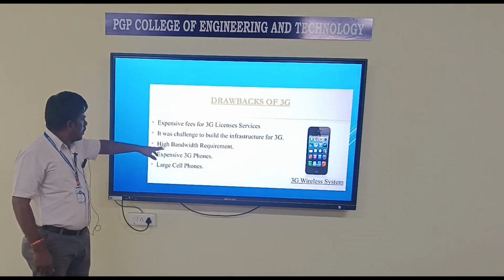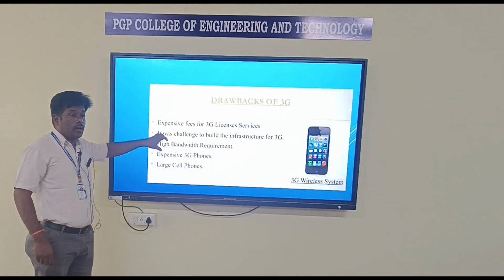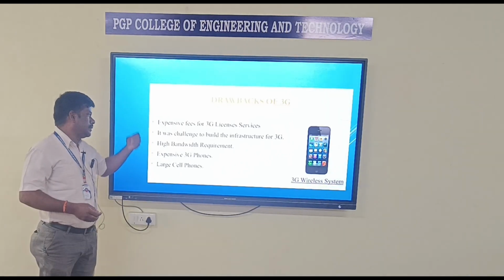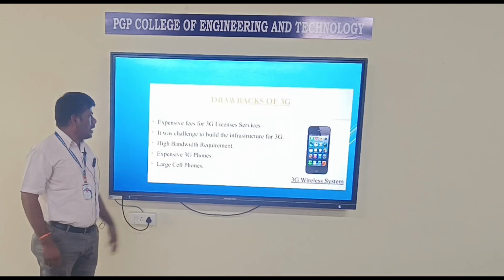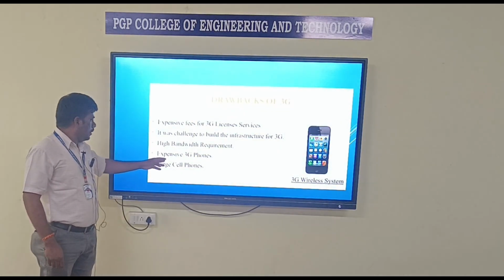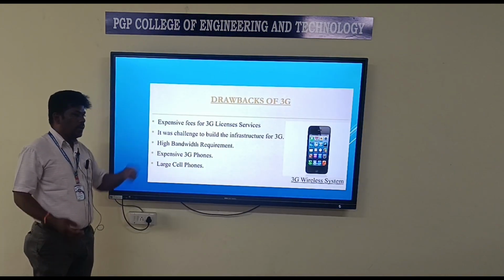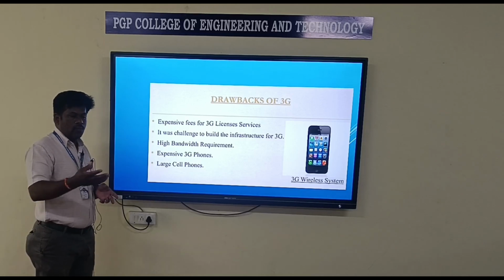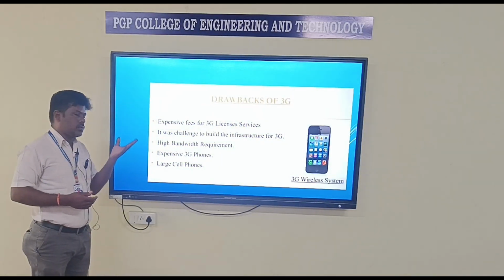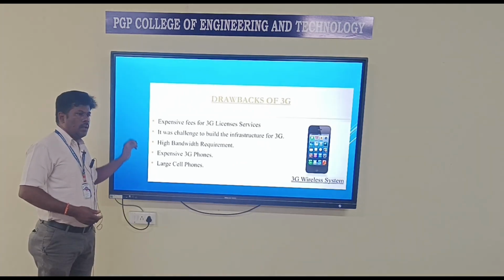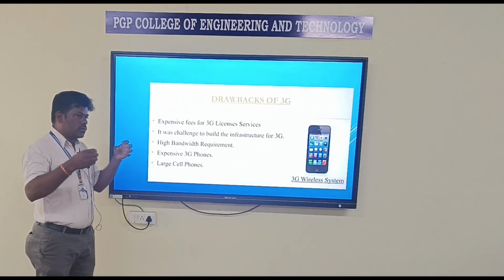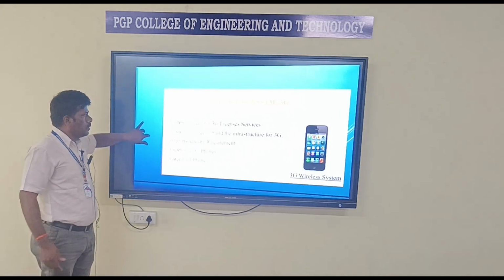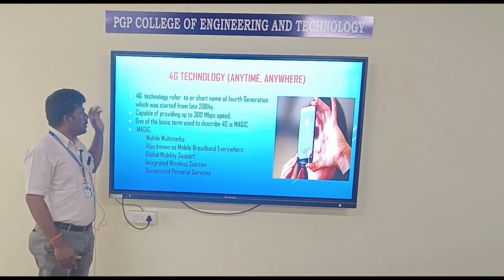So that's why it's very complicated to build the 3G architecture. High bandwidth requirement, and these are the expensive 3G phones. Once color phones and camera phones were introduced, the price also increased. Large cell phones, meaning the color phones are of a big size and like that. So these are some drawbacks that arose in 3G.